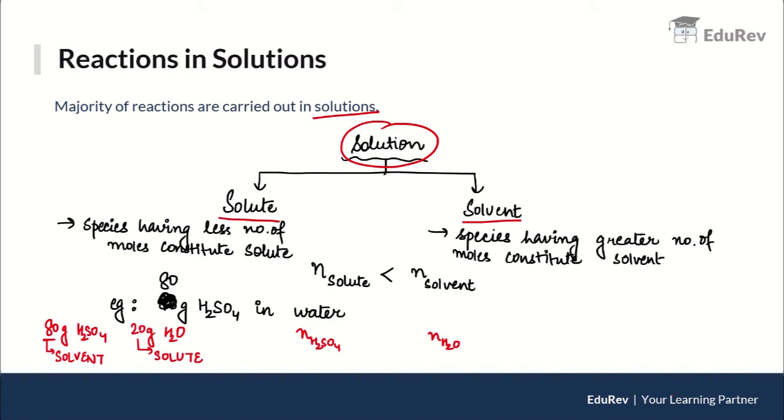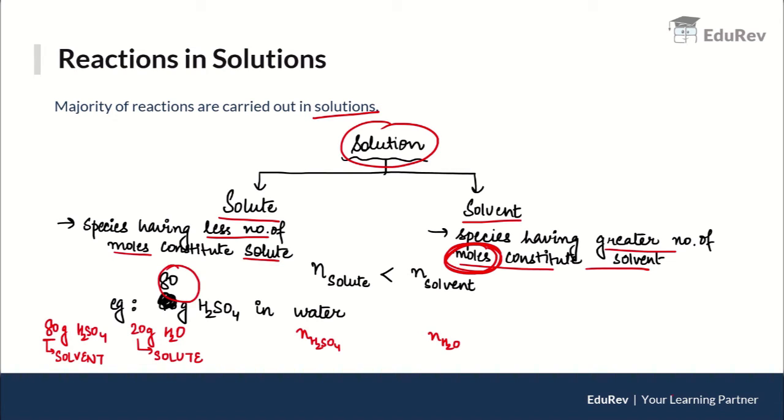In order to identify which substance will be called solute and which will be called solvent, you have to check the number of moles. The species having less number of moles constitutes the solute, whereas the species having greater number of moles constitutes the solvent. Calculating number of moles is very important because many times students see the masses of the substances given and immediately regard the lesser mass one as solute and the greater mass one as solvent, but they end up doing it wrong. So let me explain this with an example.